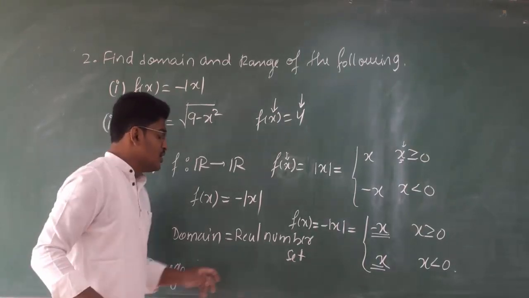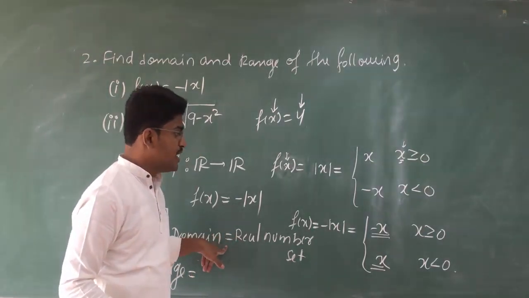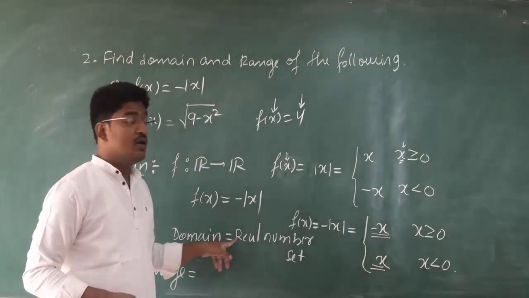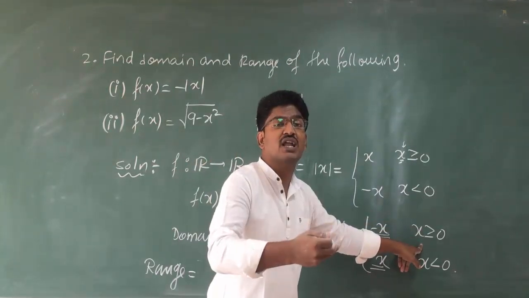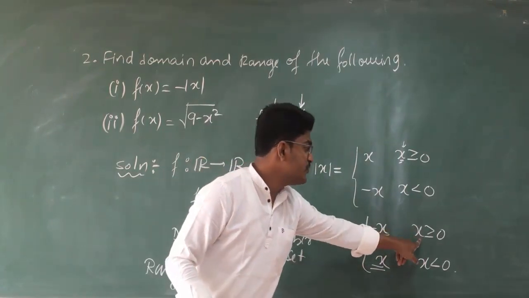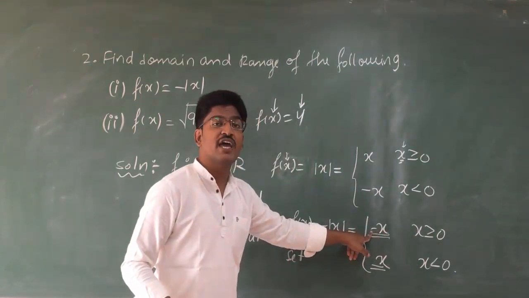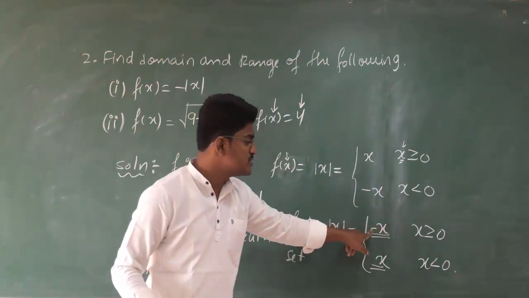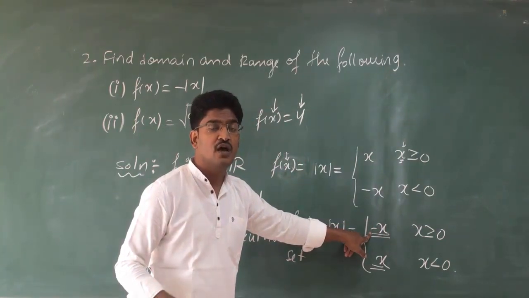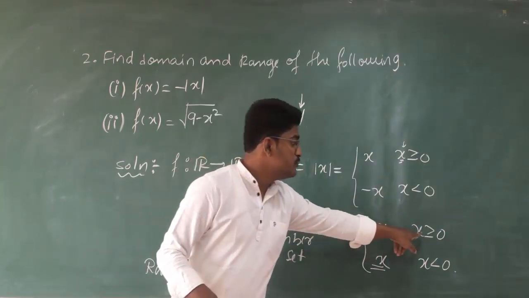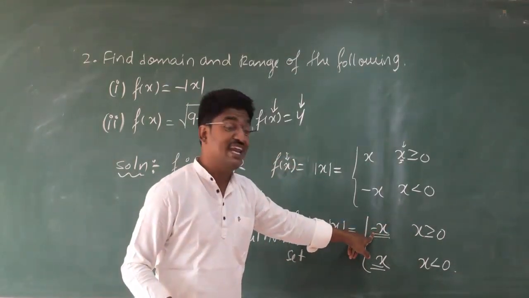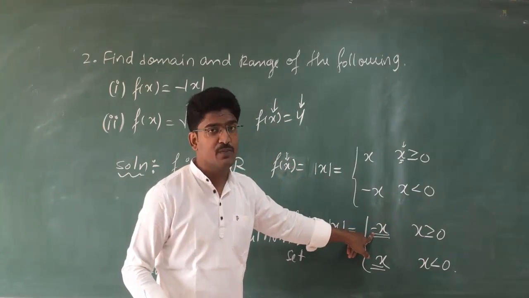Range. From the domain, whenever you give a positive number, that means greater than 0, that becomes negative. If I give 2, it becomes minus 2. If I give 3, it becomes minus 3. If I give 4, it becomes minus 4. Are you getting my point? That means if you give a positive number greater than or equal to 0, you get a negative number. Are you getting my point?